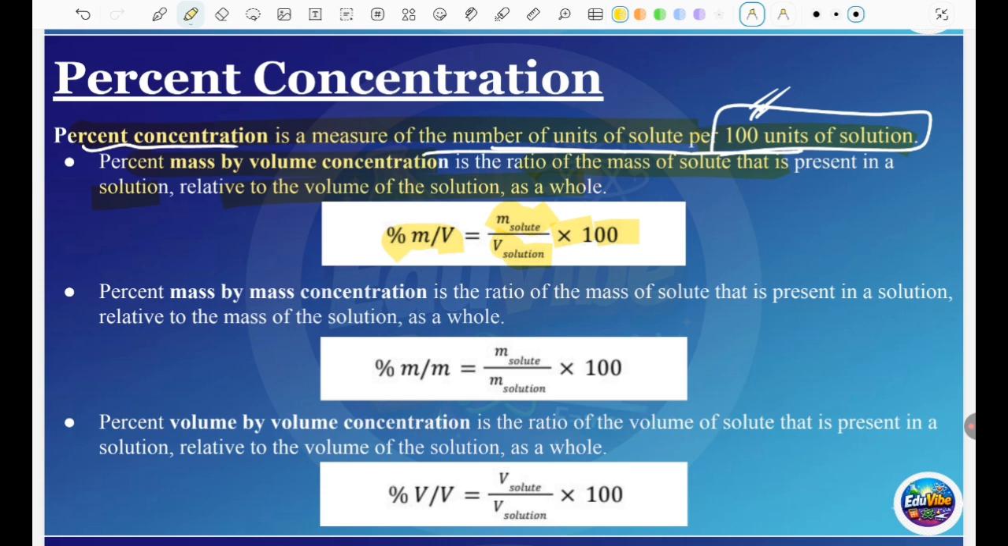The confusing part in this topic is that you have to have the ability to identify which is the solute and which is the solution. That's the thing we have to take care of, because sometimes it becomes confusing for you.